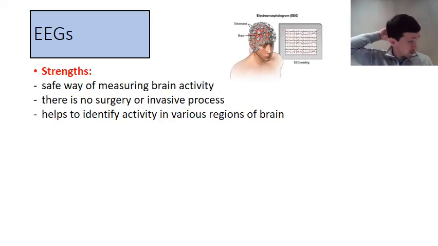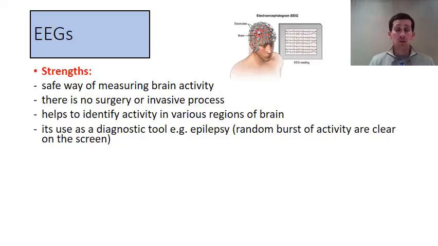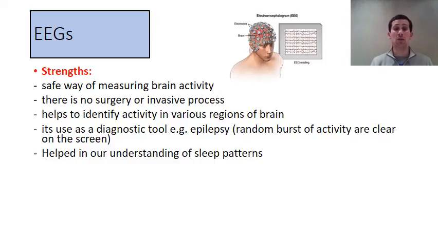Okay, you'll have some on the back in the occipital lobe measuring activity there, some on the parietal lobe at the top, the frontal lobe, your temporal lobe. You're able to measure activity in all of the different lobes because of all the various electrodes on the skull cap. And it's often used as a diagnostic tool, so it's able to help diagnose people who have epilepsy, because you'll see random bursts of activity will be very clear on the screen. And like I mentioned earlier, it helped an awful lot in our understanding of sleep. Sleep time we're going to look at in a lot more detail later in the course.